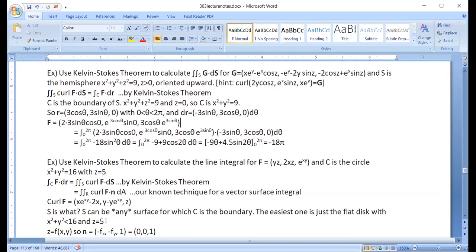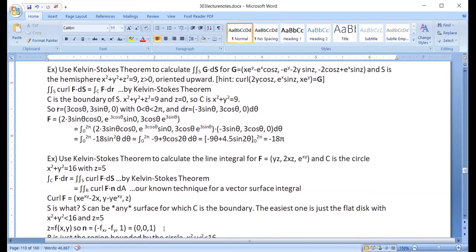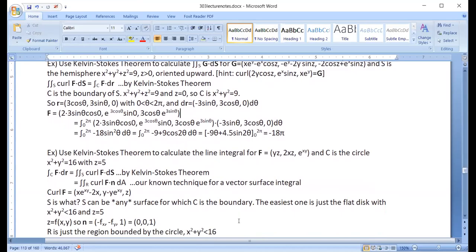So what is the normal vector? The normal vector is just negative df dx, negative df dy, comma 1, but df dx and df dy are both 0. So the normal vector is just 0, 0, 1. This is one of the slickest things that we can do with Kelvin-Stokes theorem. We can use any surface as long as C is the boundary. So the region itself is just the region of that surface bounded by the circle.